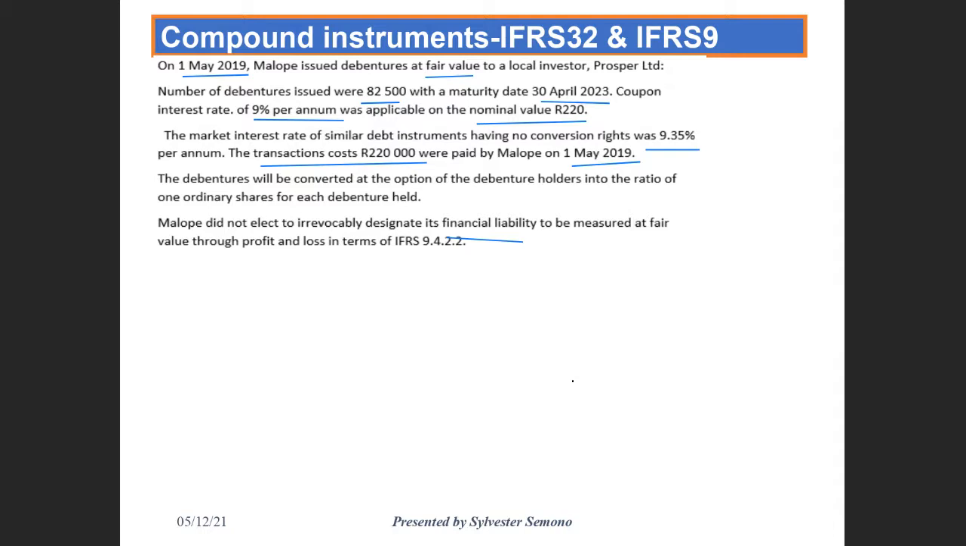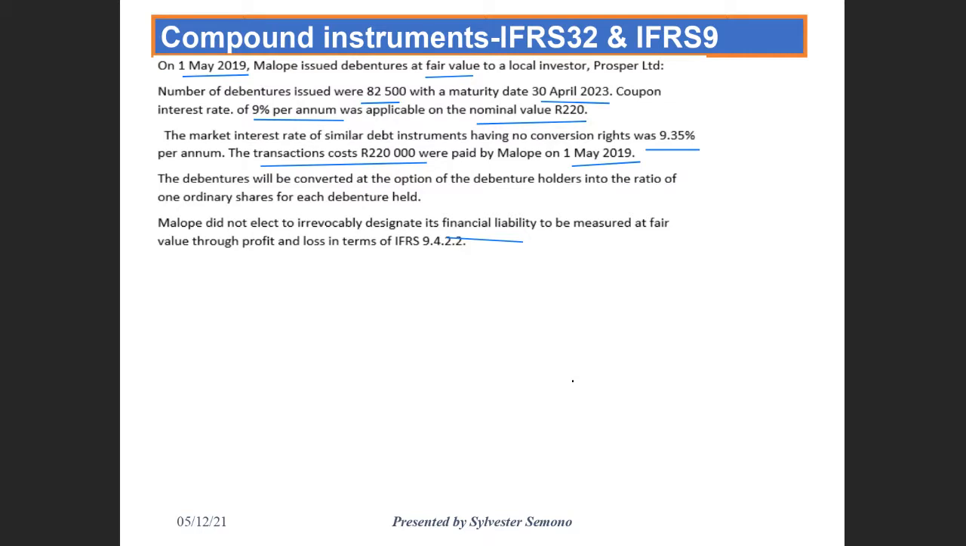So now we need to analyze this information so that we can understand better. Firstly, we need to discount this future value. Remember, these debentures were 82,500, at the nominal value of 220. So this 82,500 and the 220 will give us what we call the future value. So what we are going to do is, it's advisable here to use a financial calculator, or you can use the amortization table, but sometimes it's not easy because of time, and you will end up wasting your time.